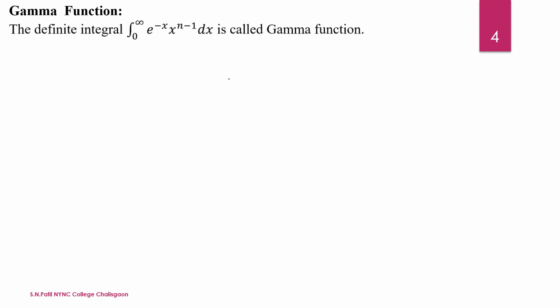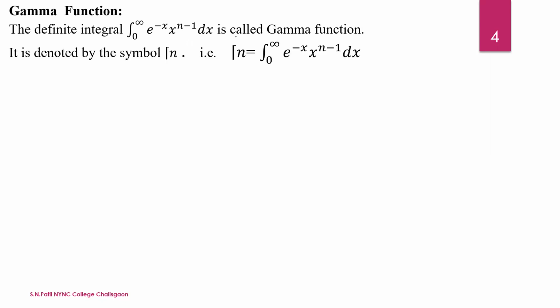In this video lecture, we will discuss gamma function and properties with example of gamma function. Let us see what is gamma function. Gamma function is a definite integral, integration from 0 to infinity of e to the power minus x, x to the power n minus 1 dx, and it is called gamma function. It is denoted by the symbol Γ, and we read this symbol as gamma n, that is, gamma n is equal to this integral. Here we discuss the property that is known as reduction formula property.